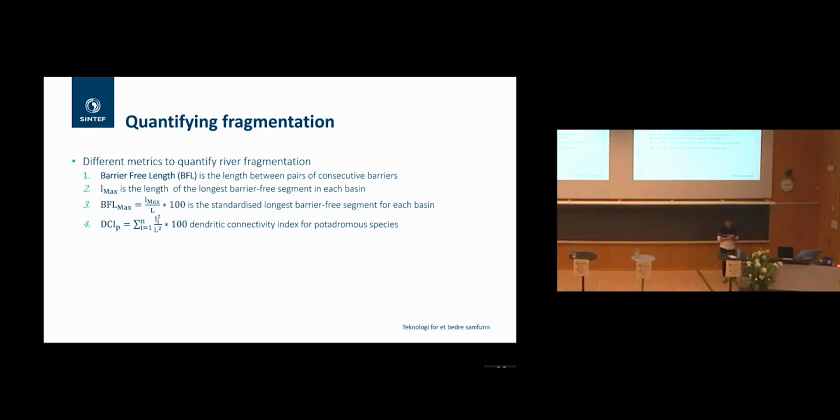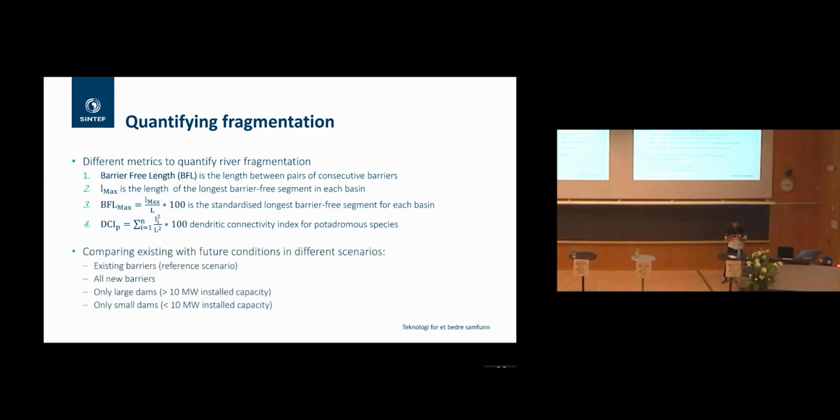So in one catchment, we have many of these segments. There's the length max, which is the length of the longest barrier-free segment in the catchment. So this is a property of the catchment. But this metric needs to be standardized to be compared among catchments, which is the BFL max. It's just the longest segment standardized by the length of the catchment. And then there's the dendritic connectivity index, which is the probability that a fish can move between 2 points in the network. And it gives a measure, again, of fragmentation. We use only the version for potamodromous species in this case, not for the anadromous and catadromous, where the index becomes a bit different.